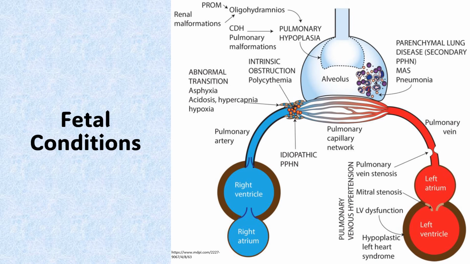Several fetal conditions can impair successful transition. Some of the most common problems are persistent pulmonary hypertension of the newborn, congenital anomalies, sepsis, pulmonary hypoplasia, prematurity, and small or large for gestational age.